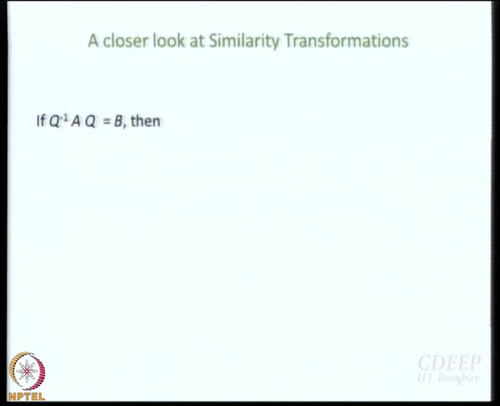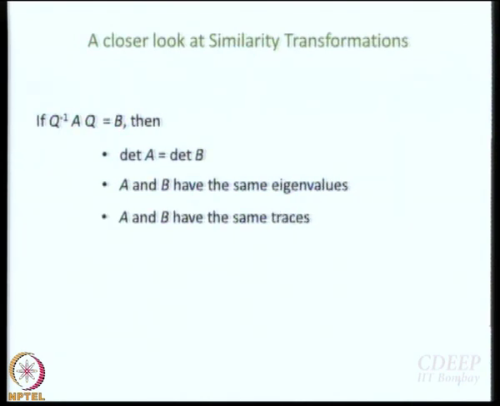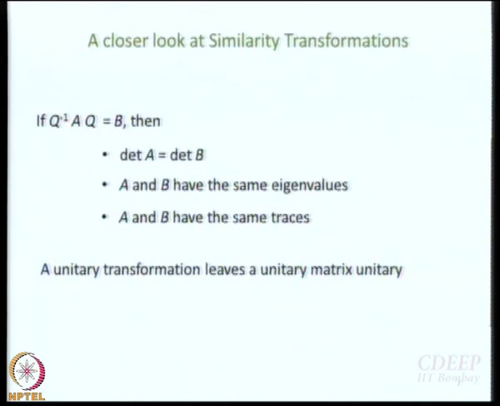Now, and then finally, we talked a little bit about similarity transformations. If A and B are conjugate to each other, then we learned that det A equals det B. We learned that A and B have to have the same eigenvalues, they have the same traces, and lastly we said a unitary transformation leaves a unitary matrix unitary.